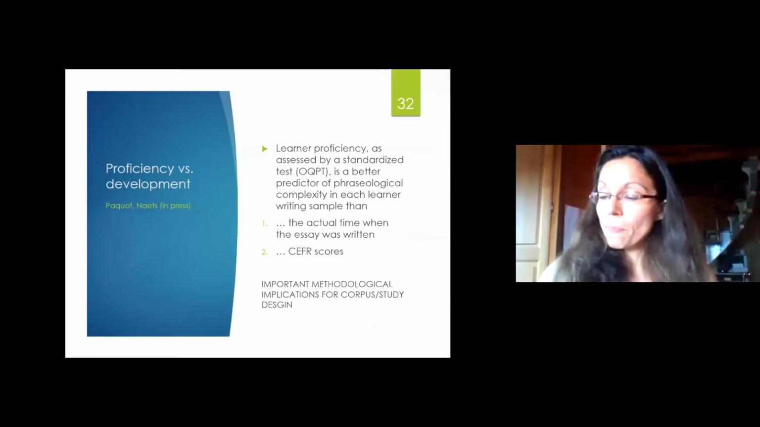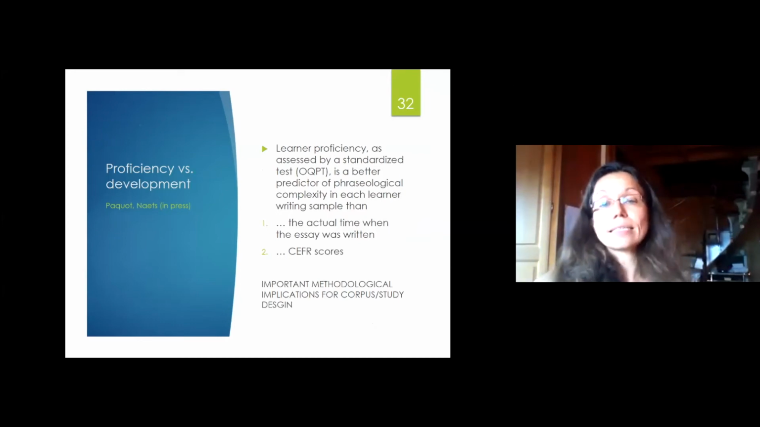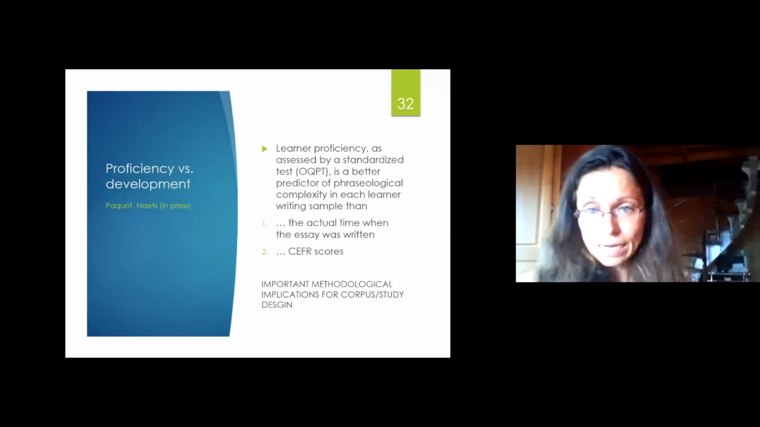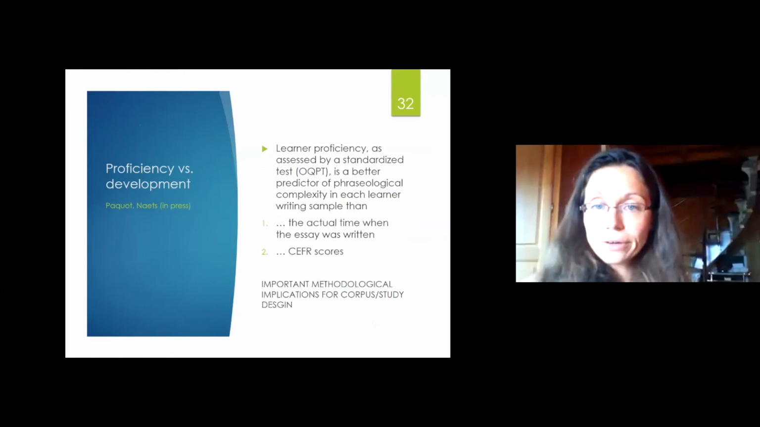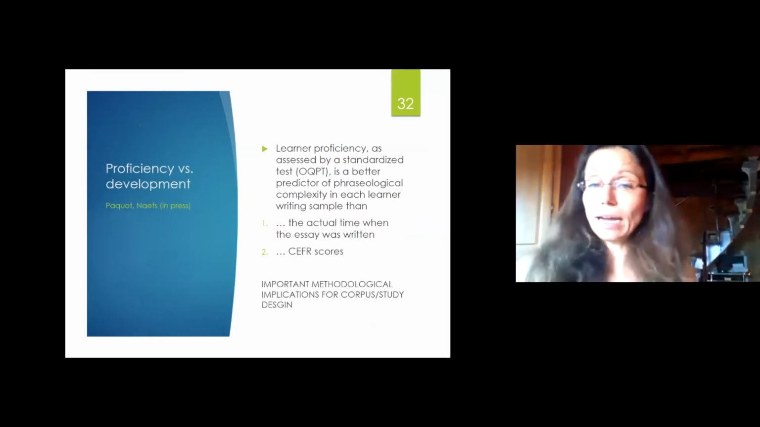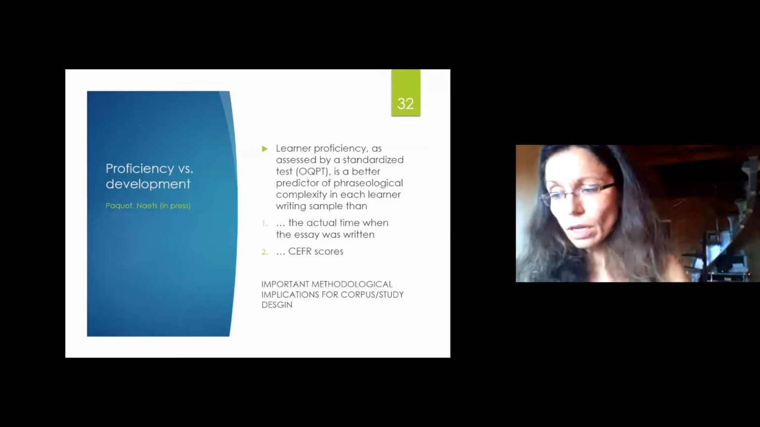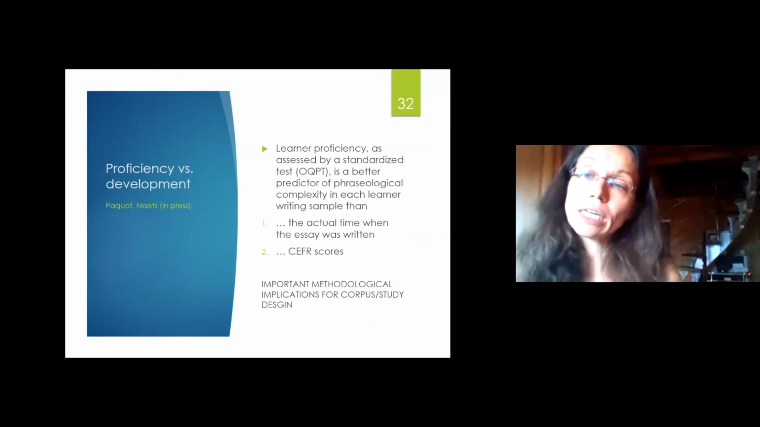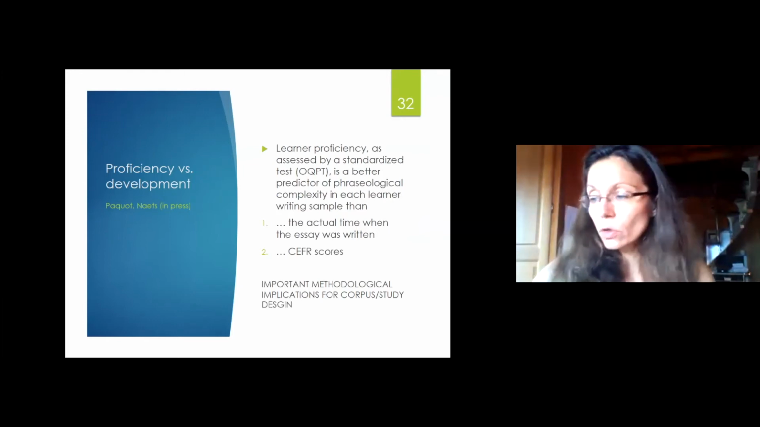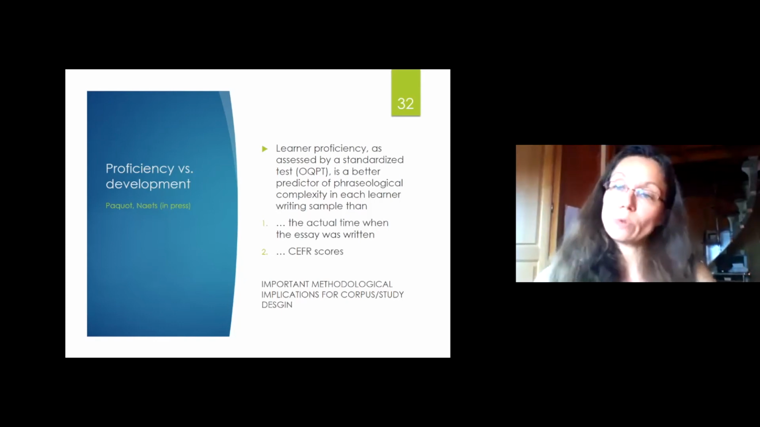Second, learner proficiency as assessed by a standardized test, in our case the Oxford Quick Placement test, is a better predictor of phraseological complexity in each learner writing sample than the actual time when the essay was written and CEFR scores. One important implication is that we need longitudinal corpora that come with proficiency information at each data point to be used as a control variable. Why?